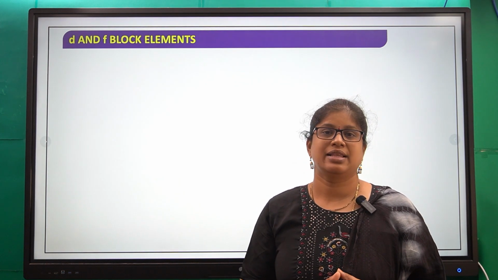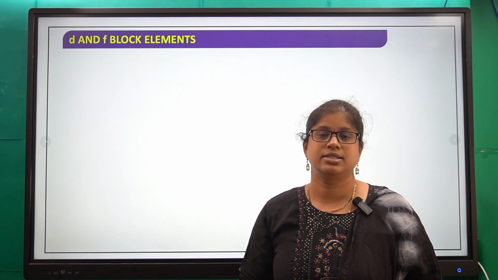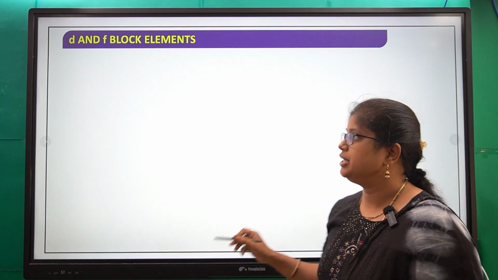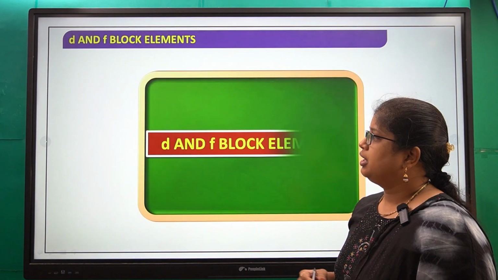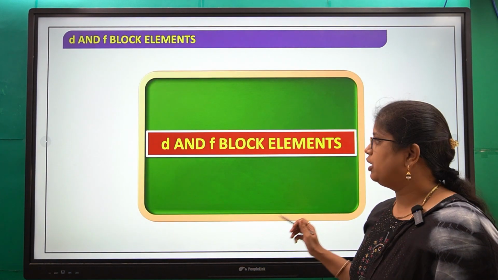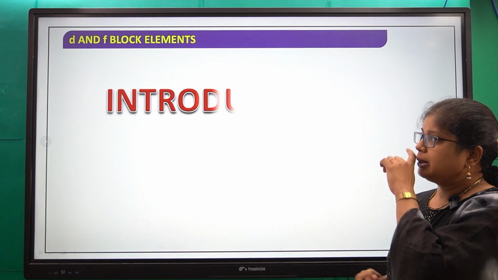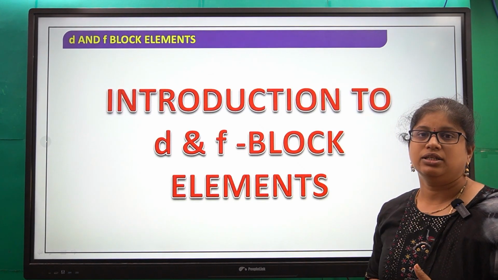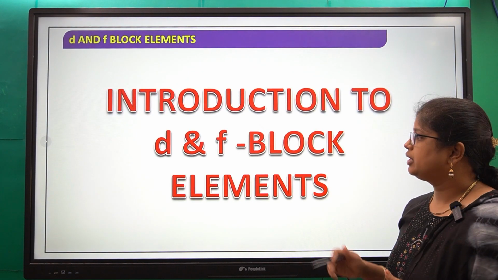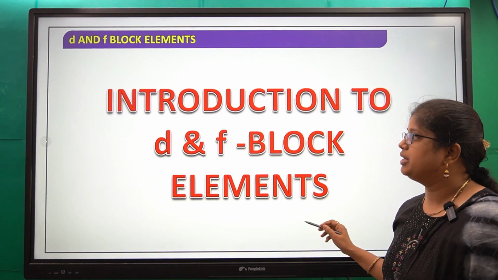So in today's class we will discuss some properties of nature. Here we will discuss D and F block elements. First we will see the introduction of D and F block elements.